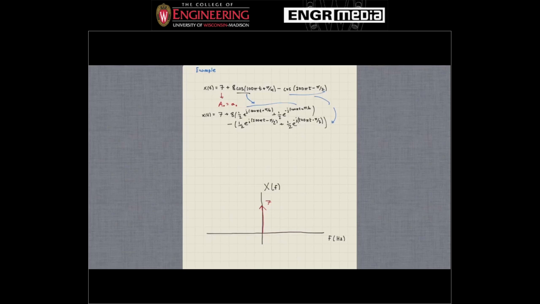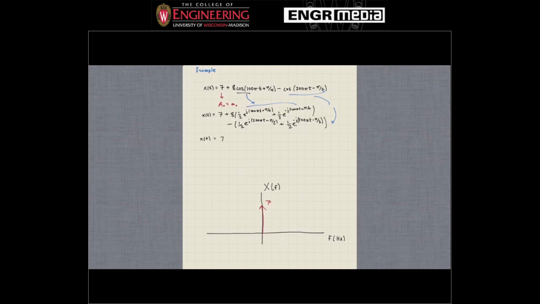So we're almost done, right? We've just written this signal x of t as the sum of two terms. We've written the signal x of t in terms of complex exponentials. So let's expand this out a little more so we can see exactly what's going on with x of t here.